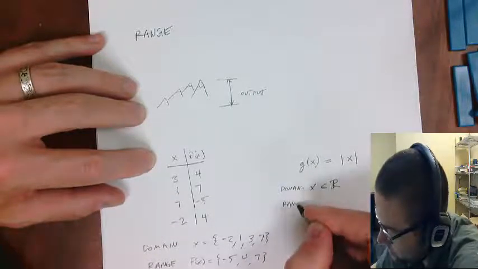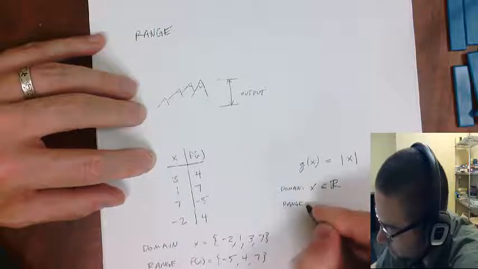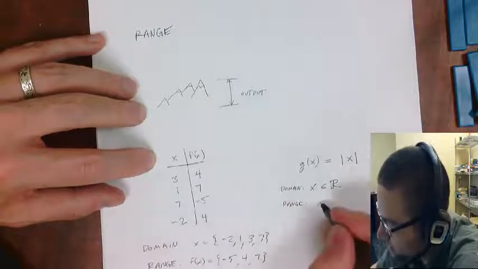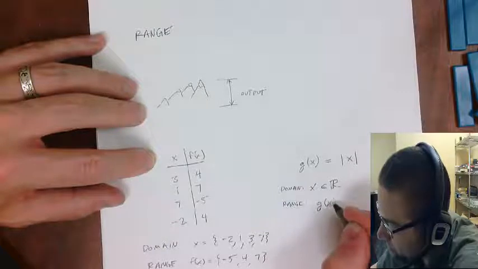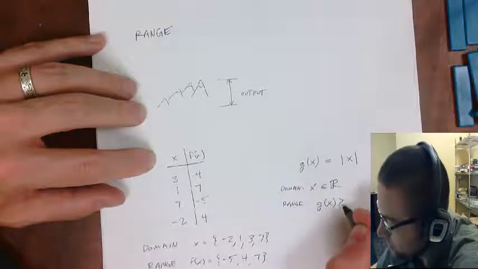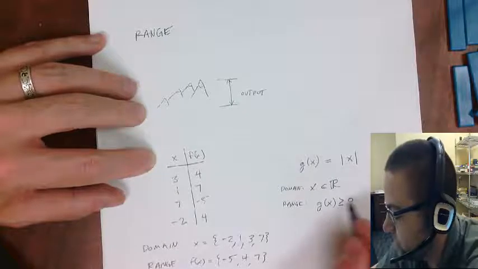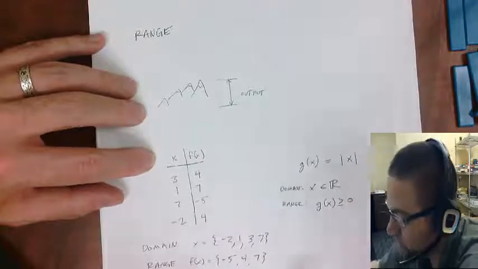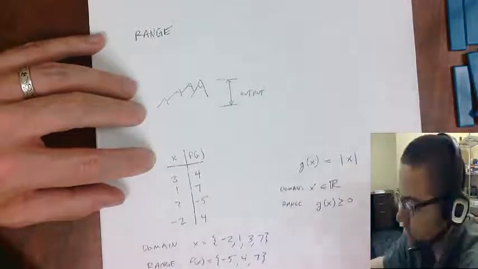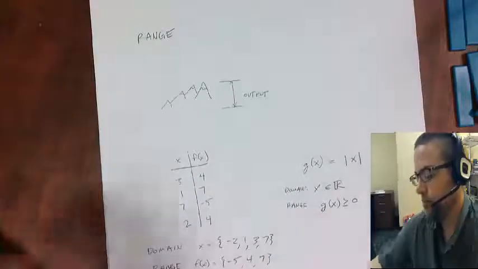But the range, the possible values of the function are only positive values. So we would say g of x is greater than or equal to 0. Right? So that would make it equal to 0 or any of the positive numbers. So that's how you would write that. Okay.